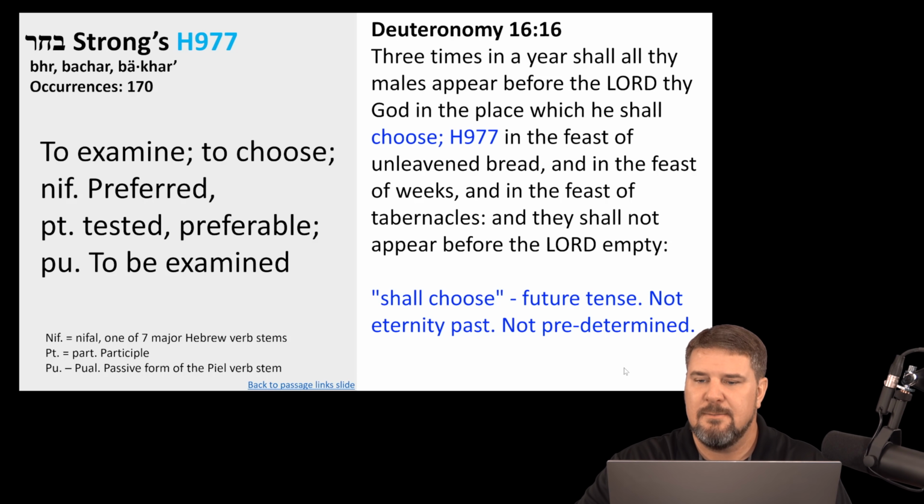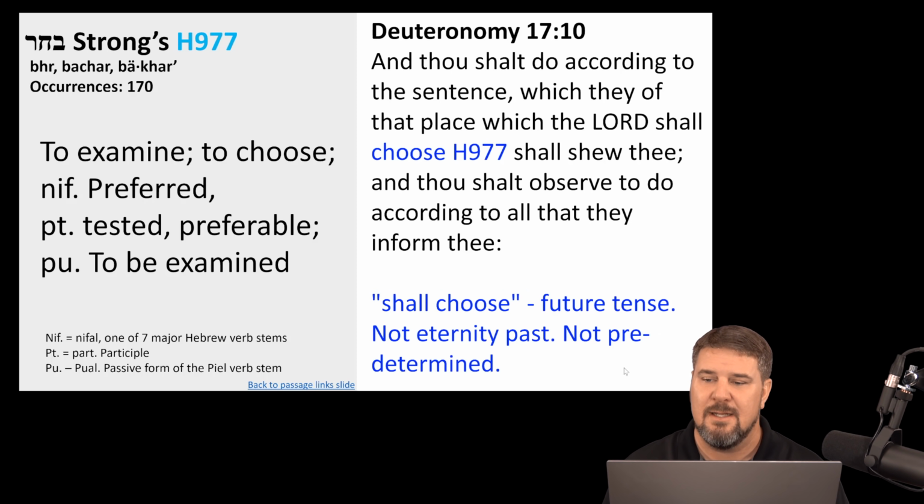Deuteronomy 16:16, the Lord thy God in the place which he shall choose, future tense, not eternity past, not predetermined. Deuteronomy 17:10, which the Lord shall choose, future tense, not eternity past, not predetermined. Deuteronomy 17:15, shall choose, future tense, not eternity past, not unconditional. Again, Calvinists have a scriptural authority problem.